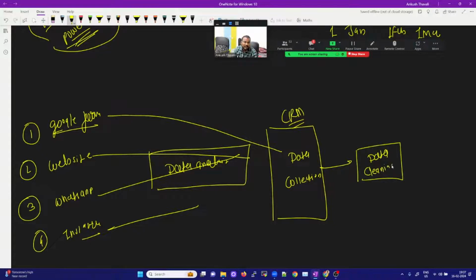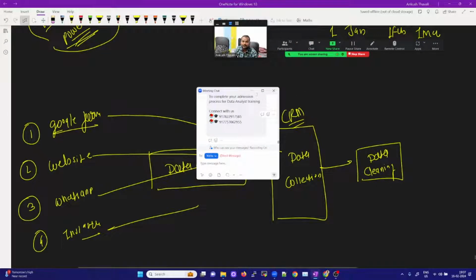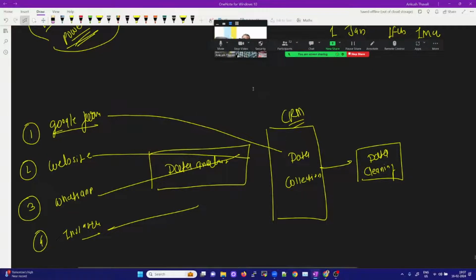Now what is meant by data cleaning? Can anyone tell me what is meant by data cleaning with this example? Whenever you are filling up the form, there are good people in the world, and there are some bad people also. They will write down something nonsense into that Google form. You got my point? Yes. They will write down something nonsense, right?